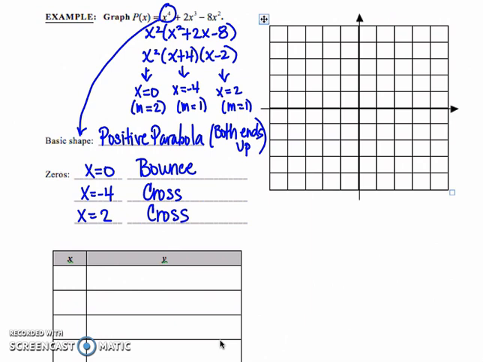So I'm going to go ahead and put my zeros in on my graph. So here's negative 4, here's 0, here's positive 2.